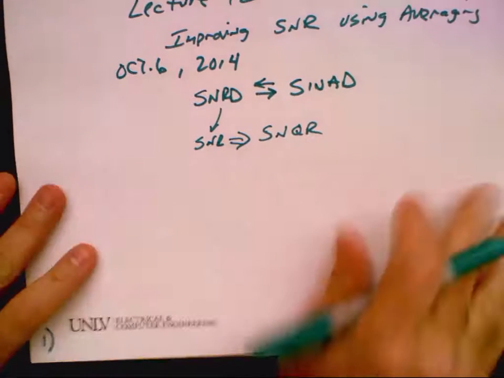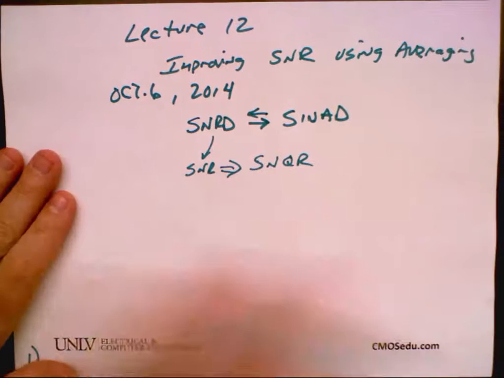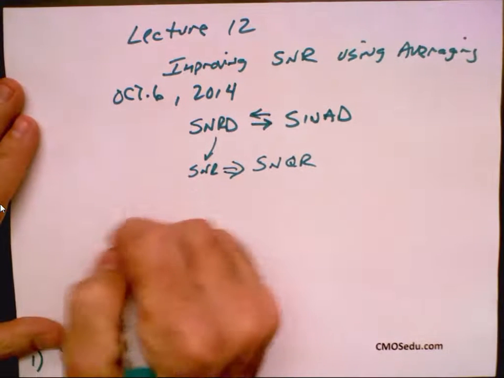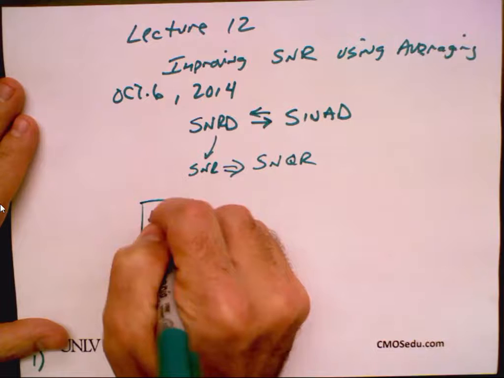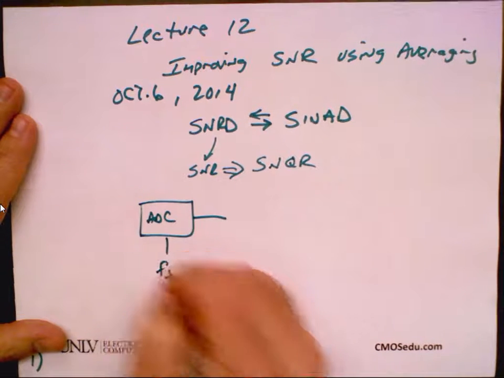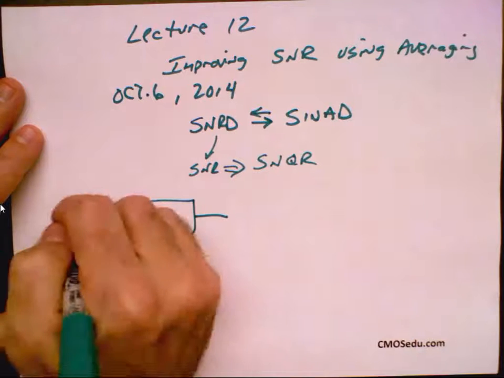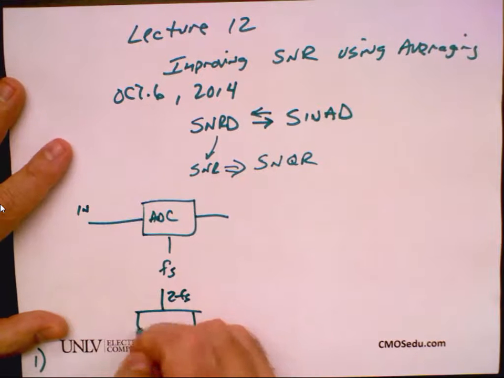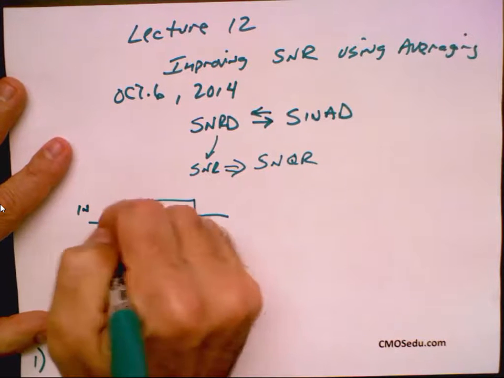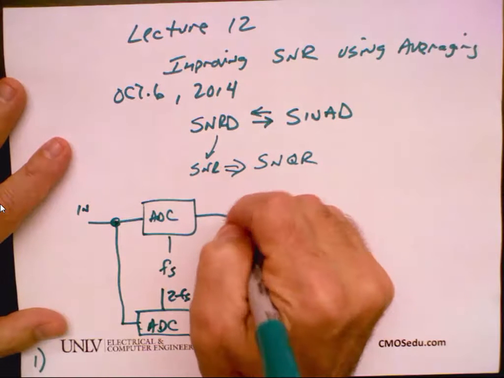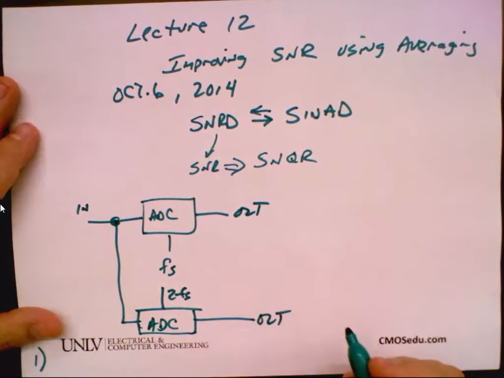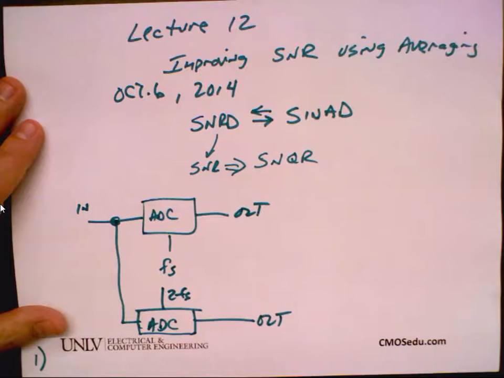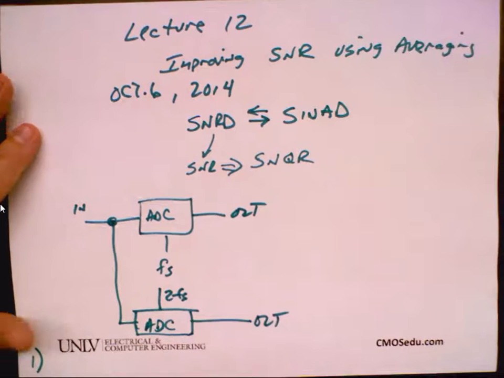Just before we even get going on this, I want to qualitatively discuss something and make sure that you follow. So if I take an ADC and I clock it at F sub S, and I've got an input. Then I take another ADC and I clock it at 2F sub S, and I've got an output here and an output here, and they're both the same size ADC. And I ask you, what is the difference in the quantization noise? Is the RMS value of the quantization noise different in these two cases?